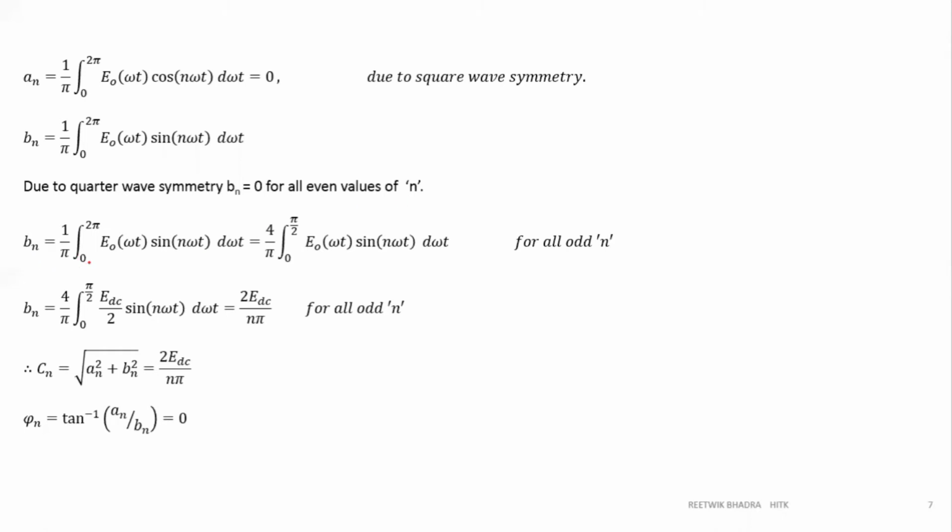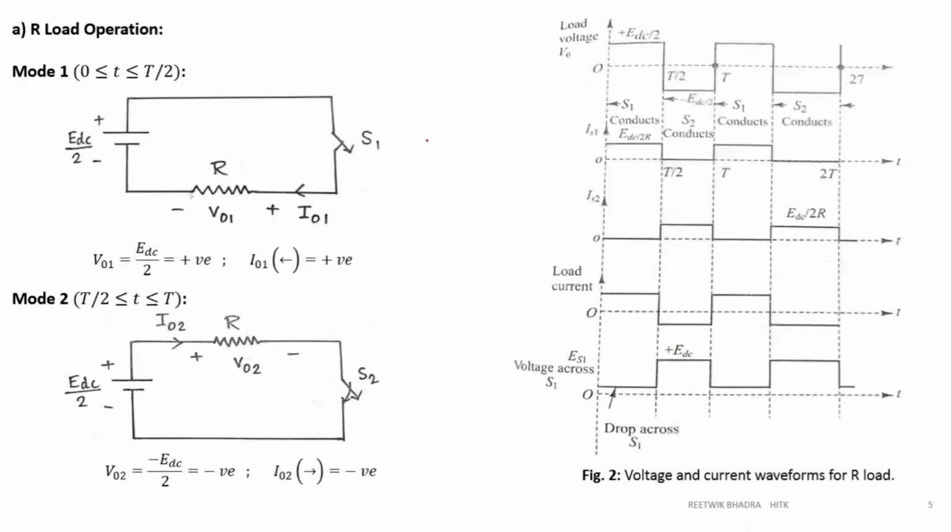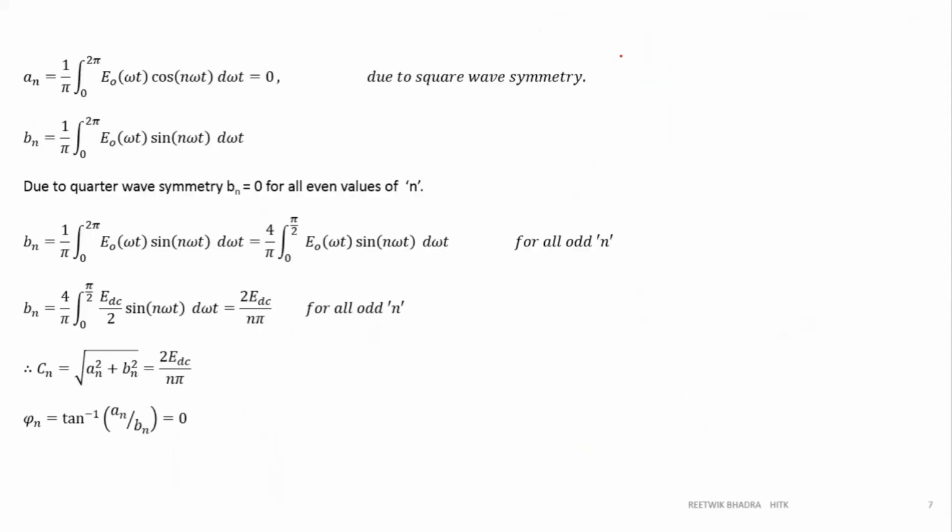So bn is 1 by pi, integral 0 to 2 pi e0(ωt) sin nωt d(ωt). Now if you simplify this, if you take 4 outside, this will be pi by 2 only; if you multiply 4 inside, it will be 2 pi. So it is a simplification just made in the integration, and we are taking the limit 0 to pi by 2. Between 0 and pi by 2, what is the magnitude of the voltage? EDC by 2, half of this.